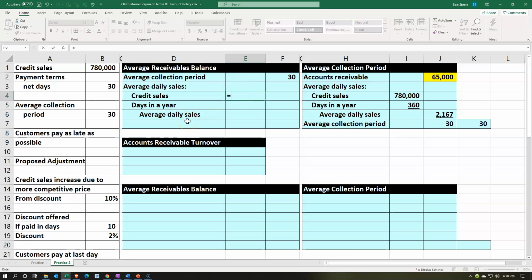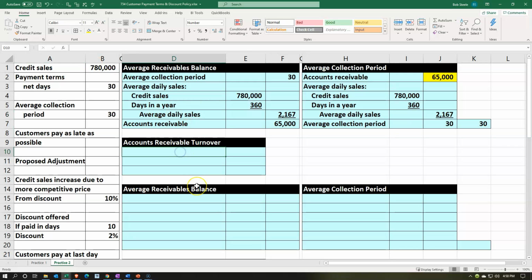Then I'll use the same calculation. This equals the 780,000. This equals the 360. I'll do the math over here. This equals the 780,000 divided by the 360. Underline, Home tab, Font group, Underline. That'll finally give us the accounts receivable, which is going to be equal to the 30 times the 2167. Let's put an underline under the 2167, Home tab, Font group, and Underline.